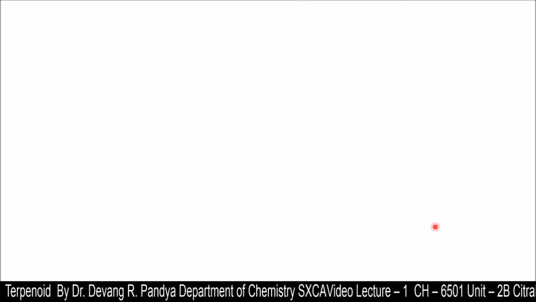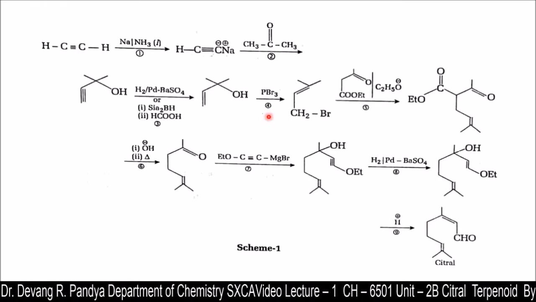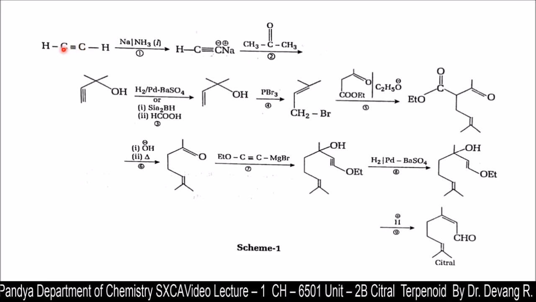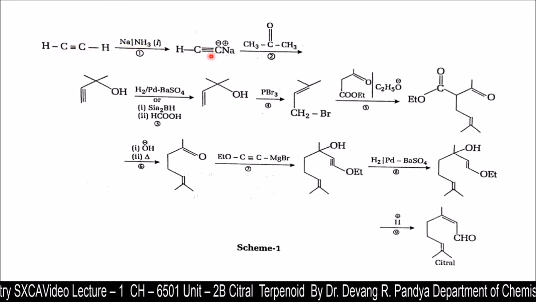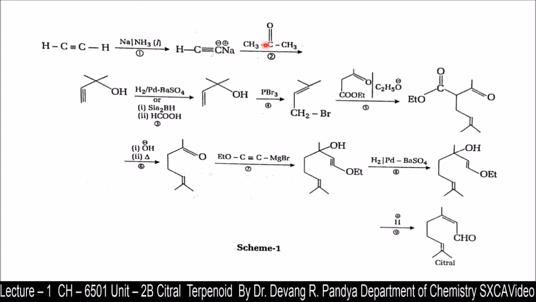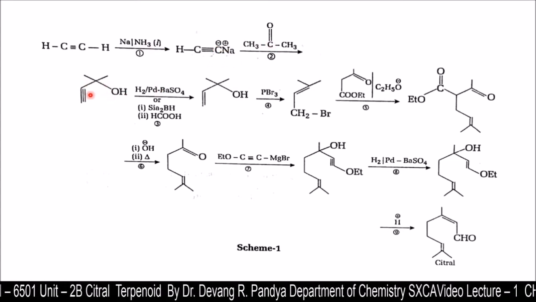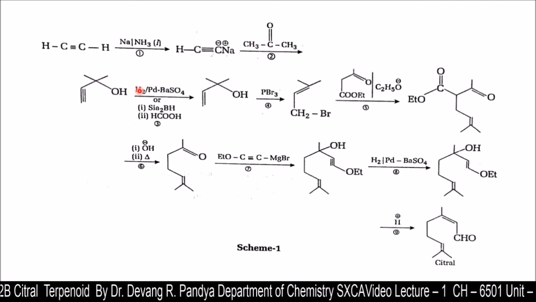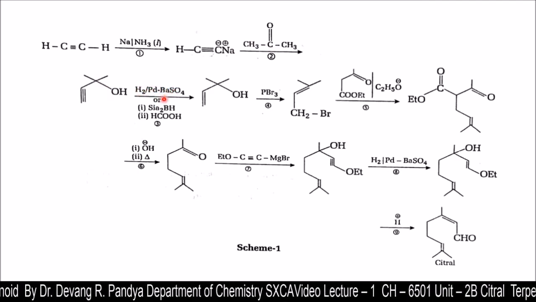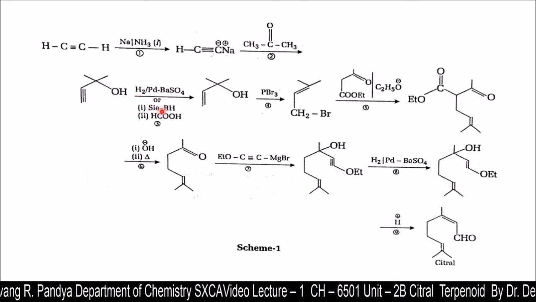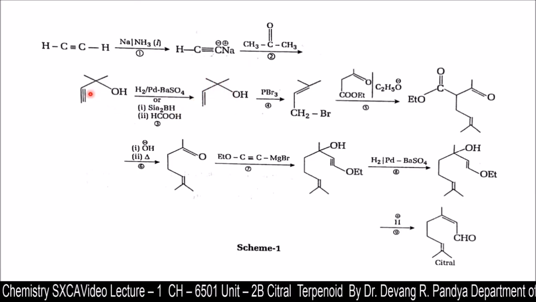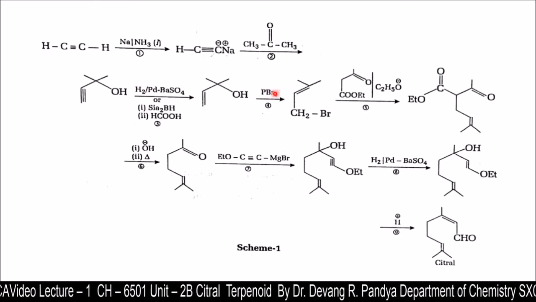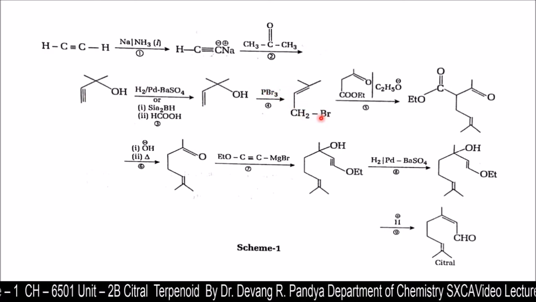So this is scheme 1. To synthesize this compound, we have this acetylene treated with sodium ammonia to get a nucleophilic carbon. That treated with acetone gives this attack. Then on reduction with H2, Pd/BaSO4, or by treating with this, the alkyne group is converted into alkene. Then treated with PBr3, we get the bromo derivative.